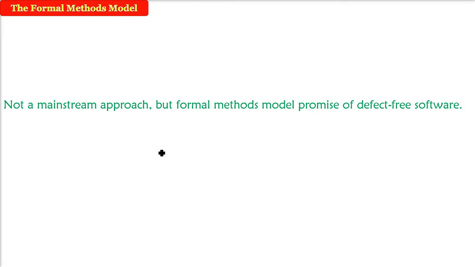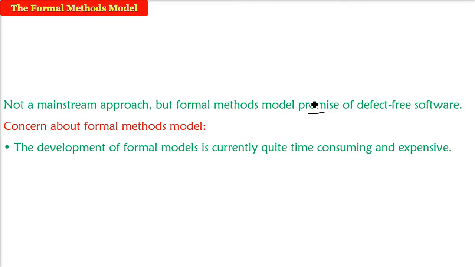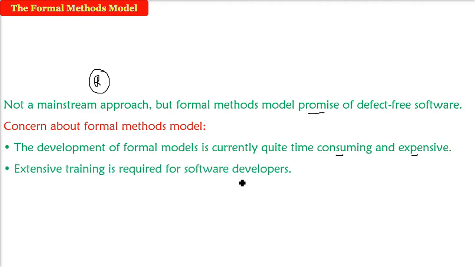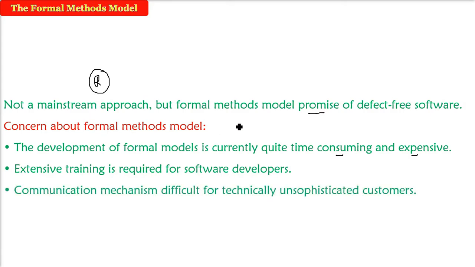But if I'm using the formal method model, I can promise a defect-free software. This is a promise because you are using mathematics to define the requirement, and you are using the mathematical notation for verifying also. So the concern about the formal methods, first of all, mathematics, we know all. Writing the requirements and all these documents in mathematical notation and understanding it is time consuming, it's expensive, and to write, to evaluate, to understand, you have to have extensive training. It means the software developer needs to be given extensive training. And the communication mechanism, how do you convey?